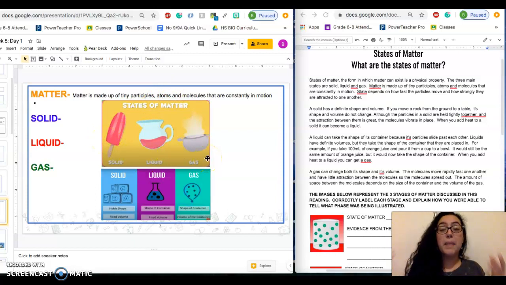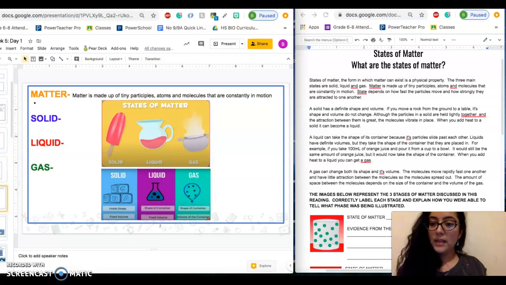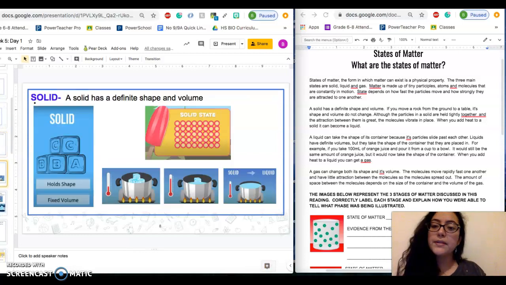So once again, matter is anything that takes up space. You are made of matter. Your bed, your computer, your phone, anything that you see is made up of matter. It takes up space. So matter is anything that takes up space, made up of atoms or molecules.